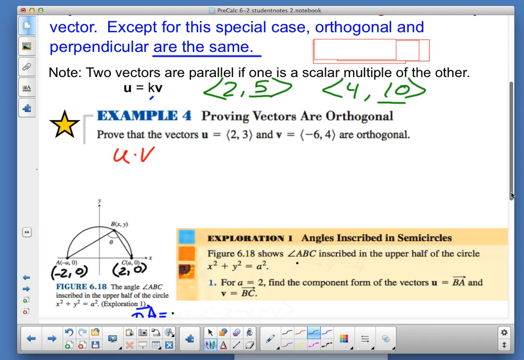So you go ahead and do the dot product of those two, and you're finding whether it's going to be 0. If it's 0, they're orthogonal. If it's not, they aren't. And that's the check.